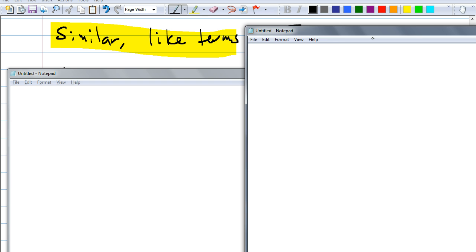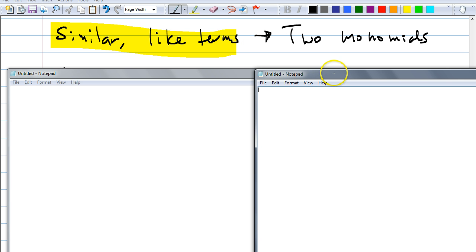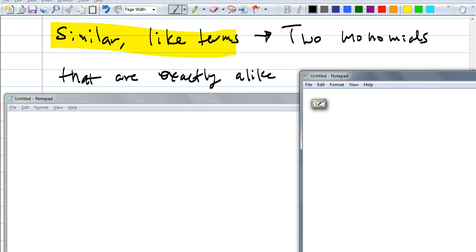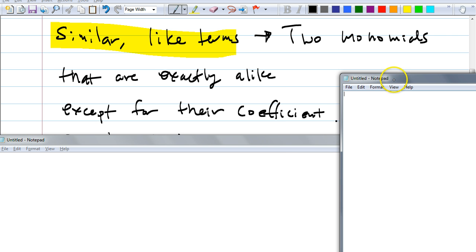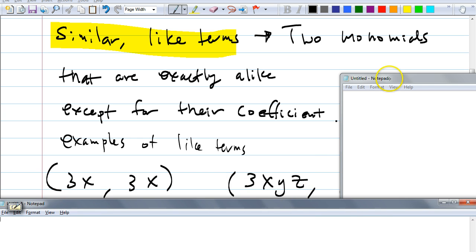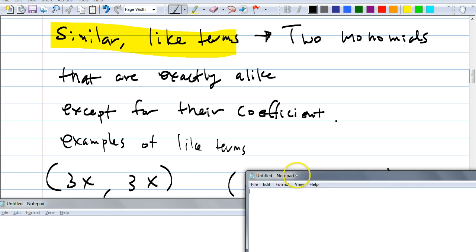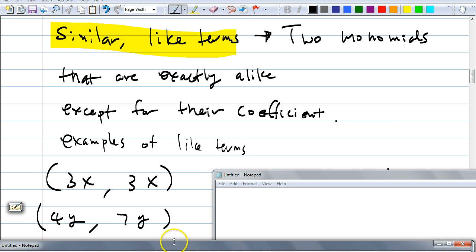So here, very good. I think you guys have the idea. Here's the definition. These are two monomials. So if we're talking about like terms, these are two monomials that happen to be exactly alike, except for their what? Coefficient. Exactly right. Except for their coefficient. So here's some examples. Like 3x and 3x. Okay. Here, 7y and 4y. They don't have to have the same variable.